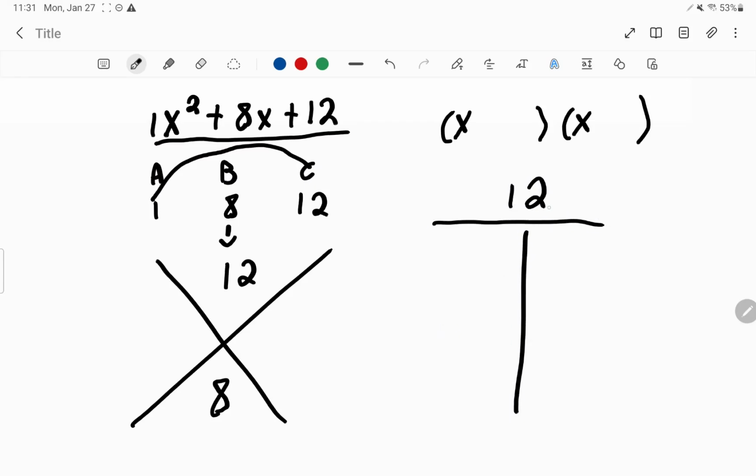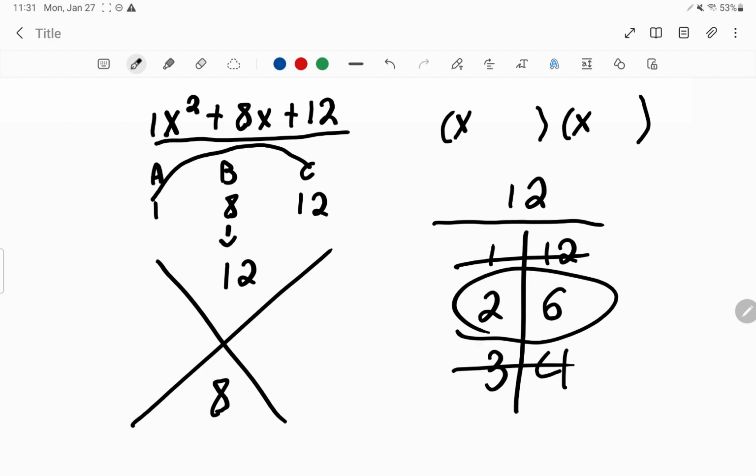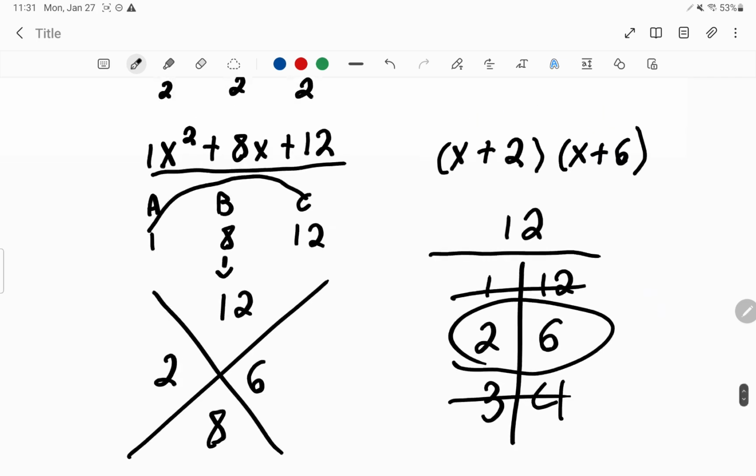So 12. We have what? 1 and 12. 2 and 6. 3 and 4. Okay. Now, which pair can give me an 8? Obviously not 1 and 12, and neither does 3 and 4. So the one I'm going to be using is 2 and 6. So that's my 2, and that's my 6. Now we can write our answer. So it's going to be x plus 2, and it's positive. It's going to be x plus 6, and it's also positive. There we go. We're done with our factoring.